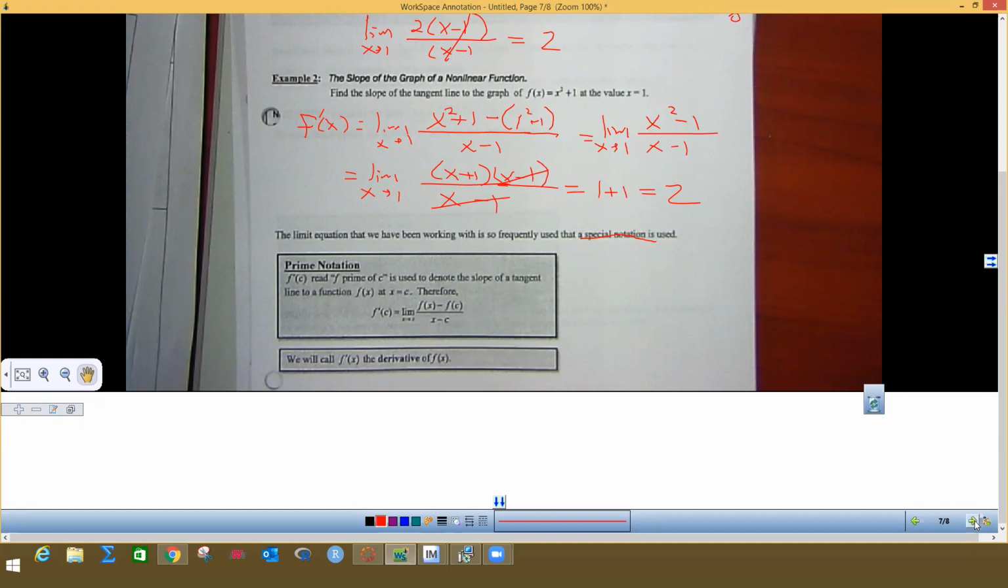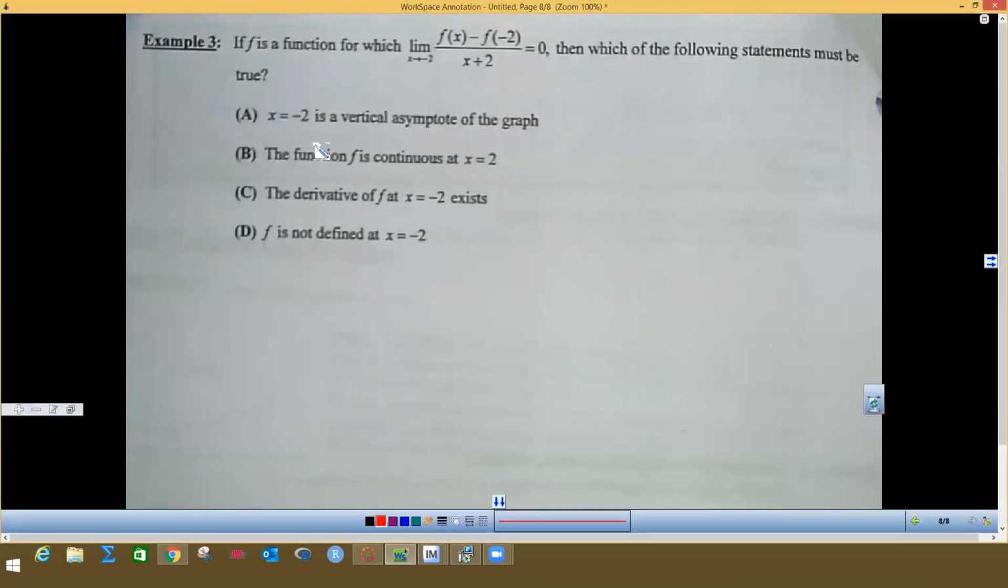And we got one more problem to do for the notes. If f is a function for which the limit as x approaches -2 of f of x minus f of -2 over x plus 2 equals 0, then which of the following statements must be true? This is an old AP question.